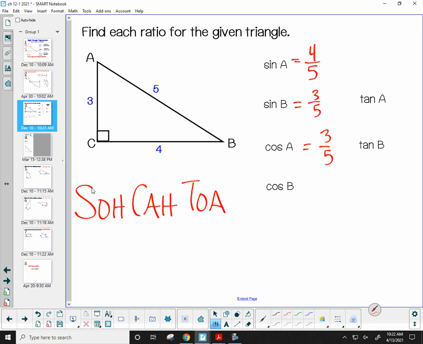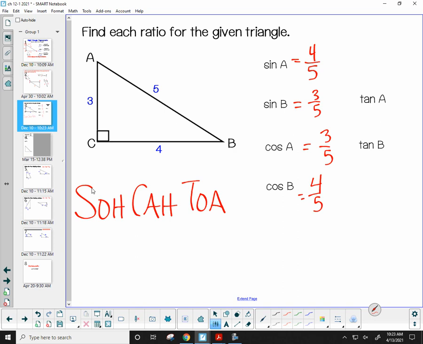You finish the cosine of B, the tangent of A, and the tangent of B. So finish those last three ratios. Anyone need more time? All right, so what's the cosine of B going to be? 4 over 5, adjacent over hypotenuse.